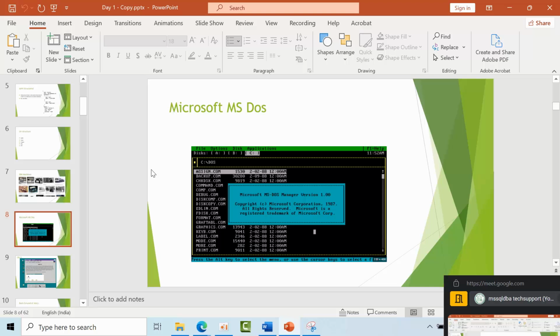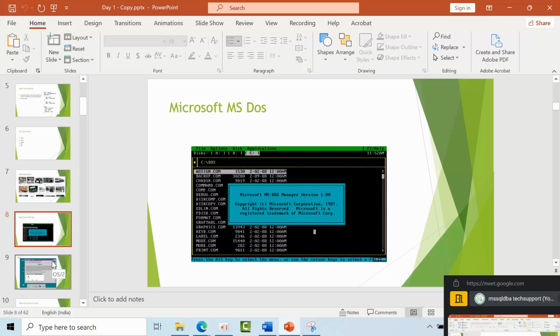They came into the market with this MS-DOS operating system. Some years back, when you purchased a computer, it would by default come without an OS, but they would install the MS-DOS application. So this is how MS-DOS looks like.